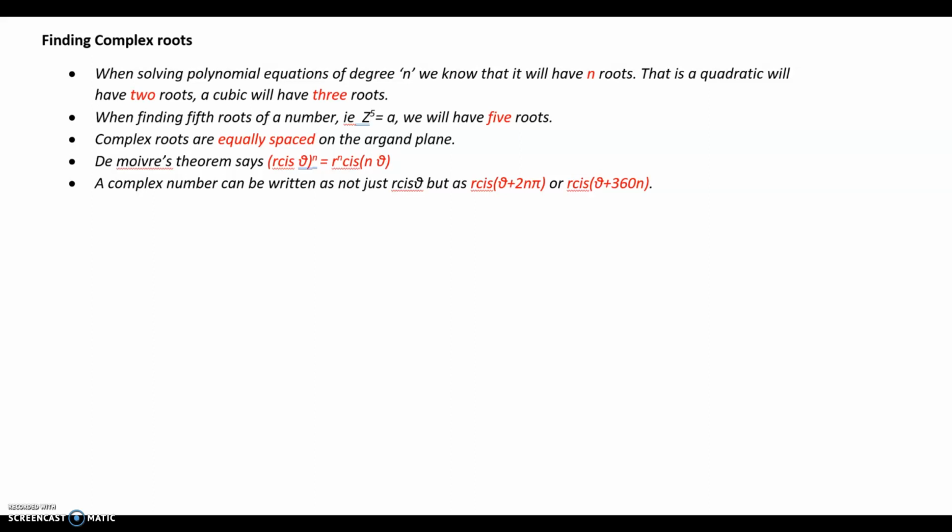In this video, we're going to be looking at finding complex roots using De Moivre's theorem. So we just need to recall a few things or learn a few things before we move on. Firstly, when you're solving polynomial equations of degree n, we know that it will have n roots. That is, a quadratic has a degree of 2, which means the highest power is 2, and so it's got 2 roots.